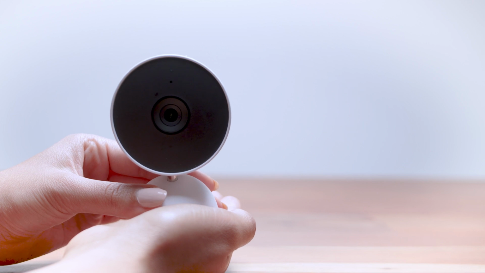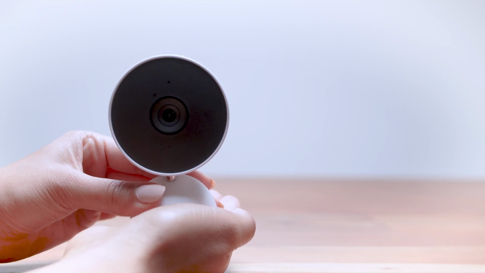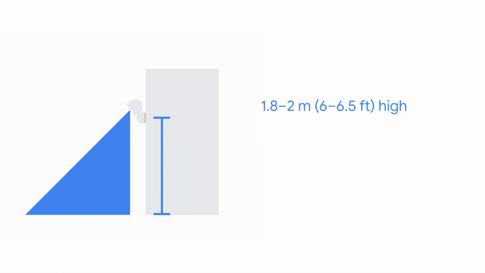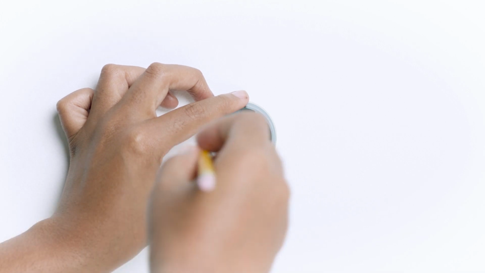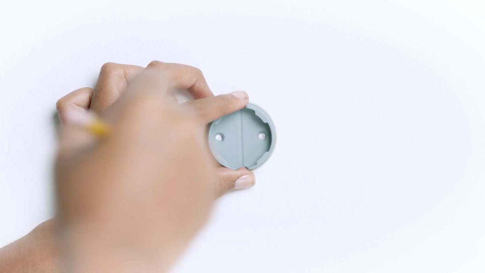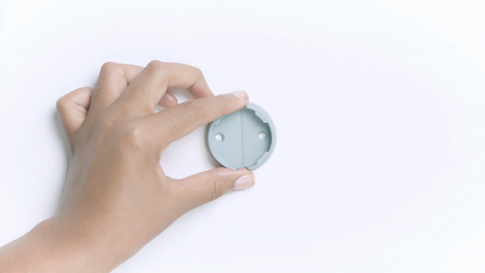To remove it, place the palm of your hand flat against the base and twist it anti-clockwise. Choose a spot that's 1.8 to 2 meters, 6 to 6.5 feet above the ground. Many camera features will work best at this height. Hold the wall plate against the wall, making sure that the screw holes are parallel to the ground. Mark the location for the screws.